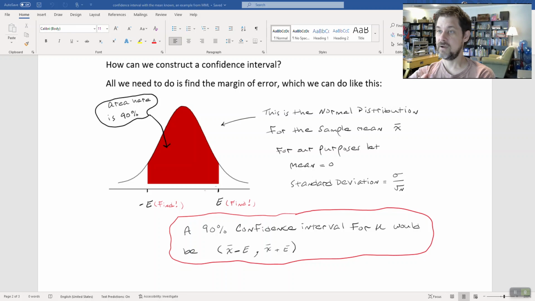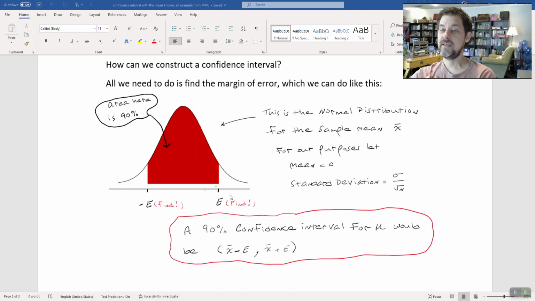Big picture for the confidence interval. It is essentially the sample mean x bar minus some margin of error E on the low end, and the sample mean x bar plus E, the margin of error, on the high end, okay? And what we say is that mu, the population mean, is somewhere between these numbers, x bar minus E and x bar plus E. E is called the margin of error, all right?